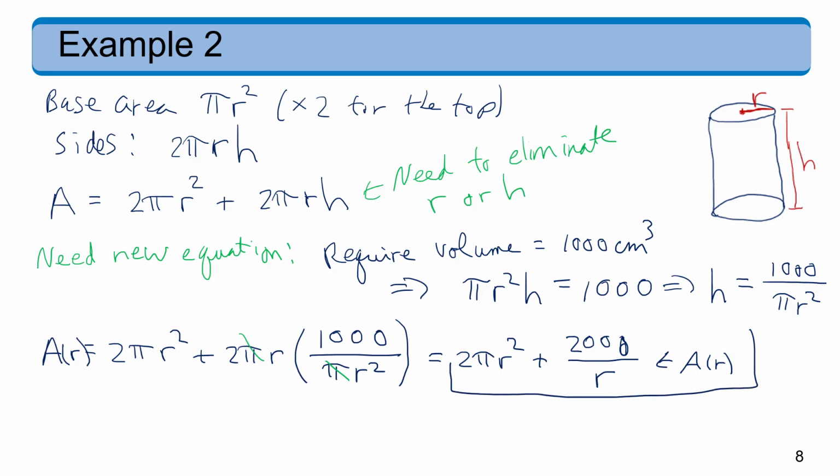Okay, so this is our surface area function. And it's a function of only one variable. It turned out we wrote it as a function of the radius. Okay, so once you have that step, then what's left is to find the absolute extreme value you want. In this case, we wanted to minimize A, so we need to find the absolute minimum of our area function.